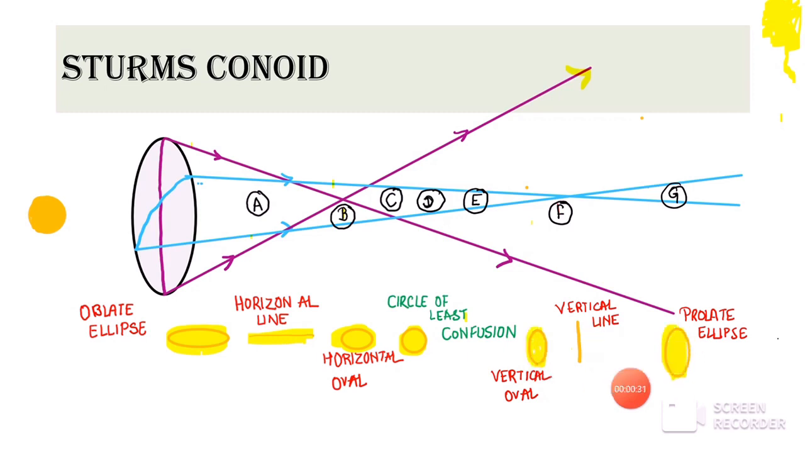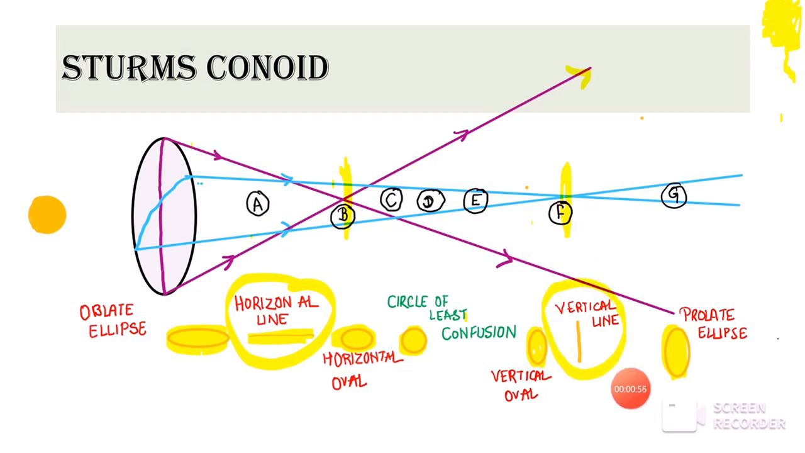So there are 2 points at which there was actually convergence of the rays. The first point was at B where the vertical rays were converging, and then there was a point F where the horizontal rays were converging. So from the point B we got a horizontal line, and from the point F we got a vertical line. If you observe carefully, nowhere did we get any point focus.